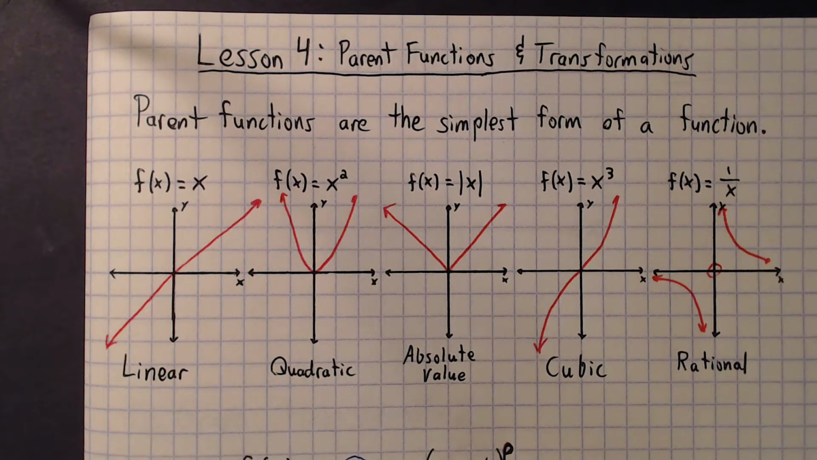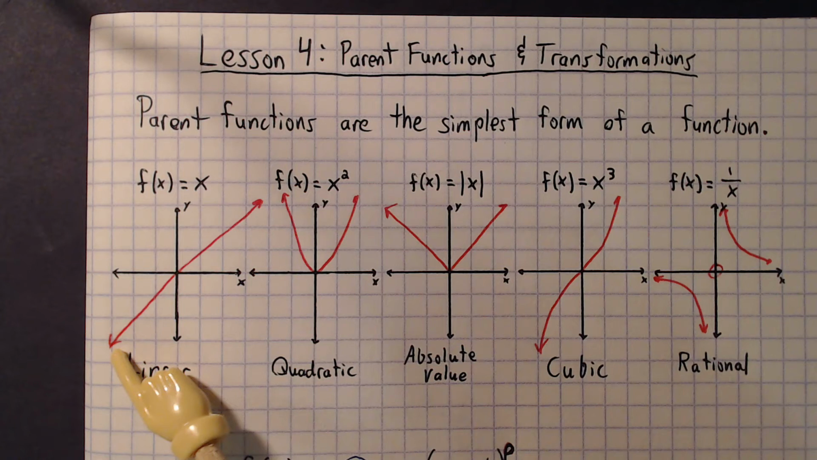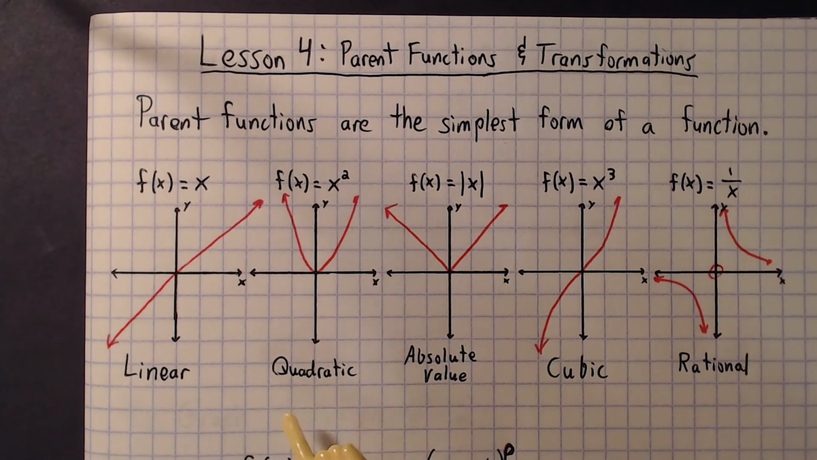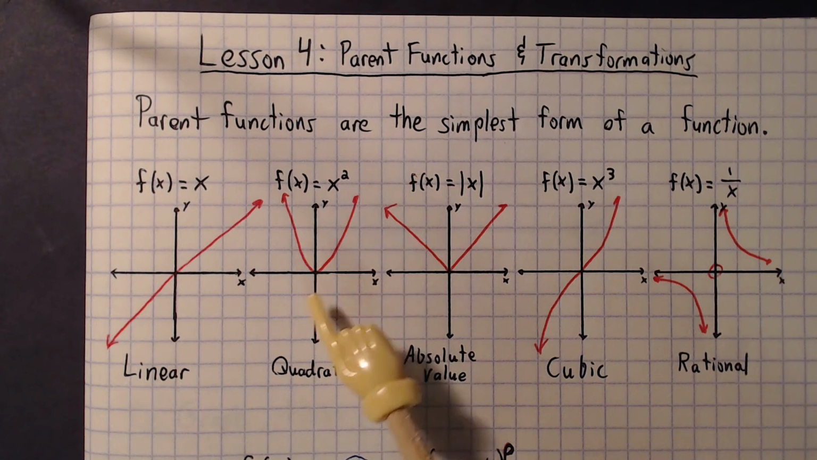is parent functions and the transformations that happen to them. So first of all, let's take a look at what each of the parent functions are. A parent function is just the simplest form of a function. So what we have are linear, which you can see our function is just going to go kind of diagonal through. You have quadratic, which is our classic parabola look.